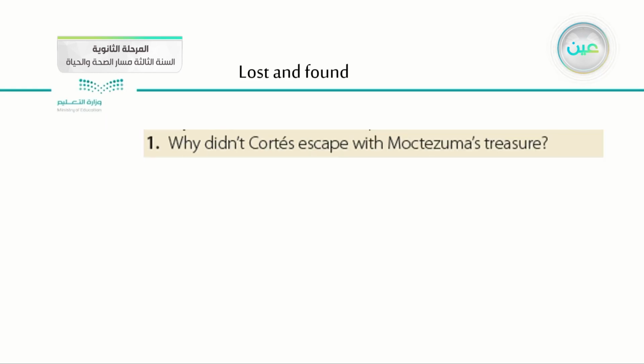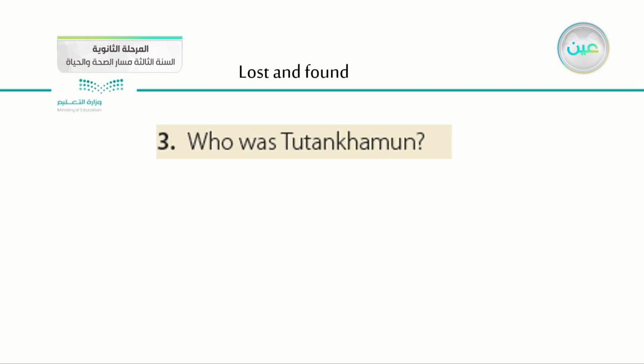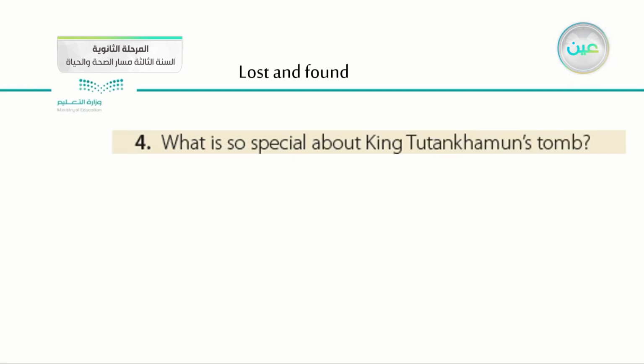So this is actually the first question. Let's do it together. Of course, because the Aztecs fought Curtis and his men. So this is actually the answer. Number 2. He drained Lake Texcoco. Okay, so he drained Lake Texcoco. And of course, this is number 3, which is he was a king of Egypt. So this is Tutankhamun. And number 4, which is actually, it is the best preserved royal tomb ever discovered.